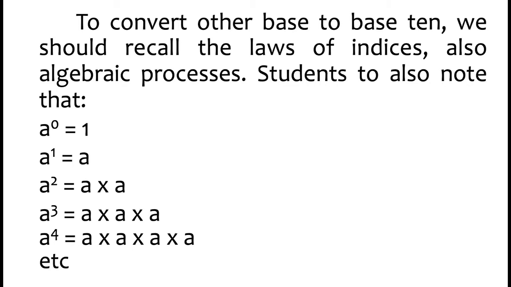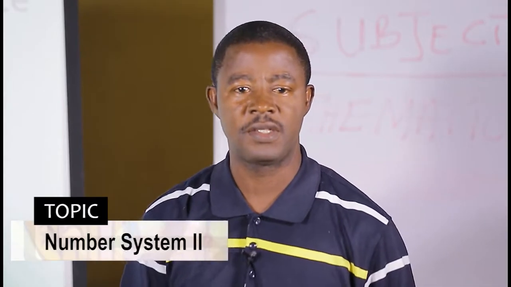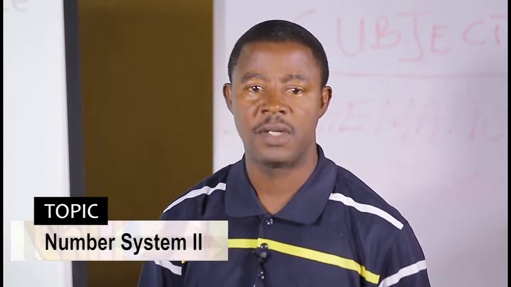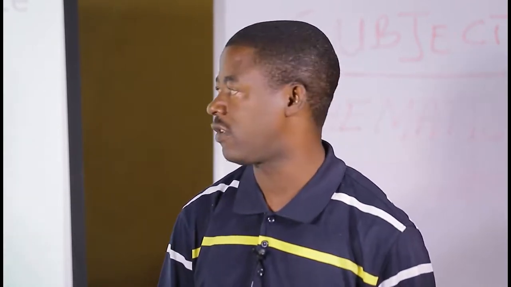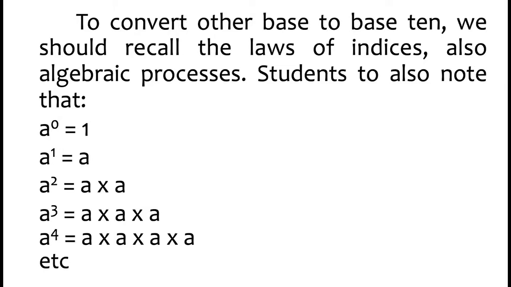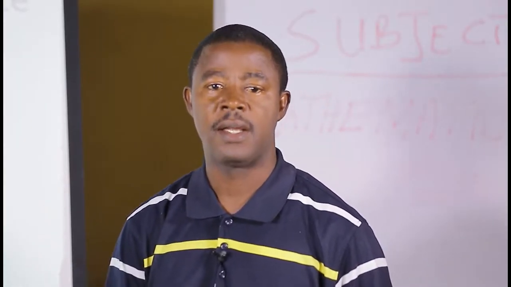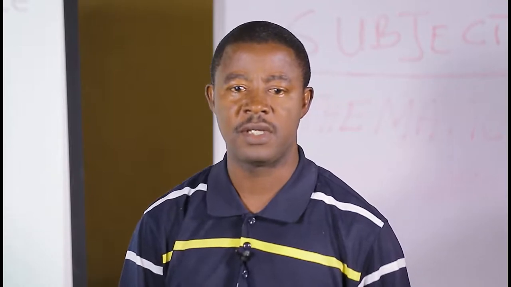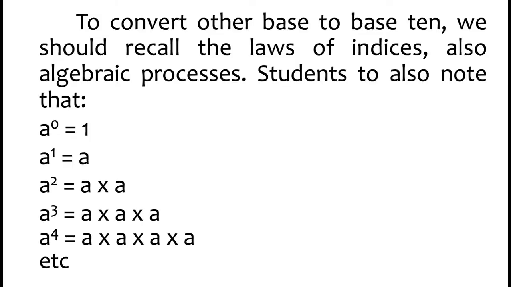processes. And students should also take note that if you have a raised to the power 0, the answer is 1. Because in the laws of indices, a number raised to the power 0 is equal to 1, except 0 itself. Then if you have a raised to the power 1, the result is a. If you have a raised to the power 2, we are not saying a times 2, but rather a multiplying itself 2 times. So we have a times a.